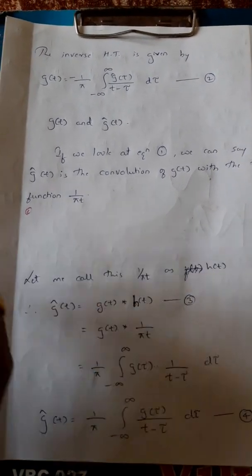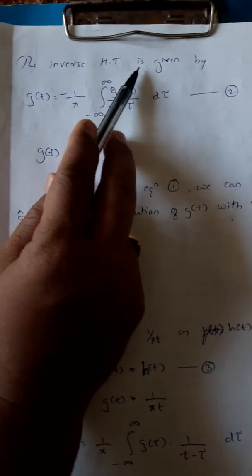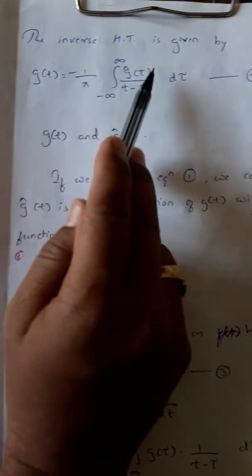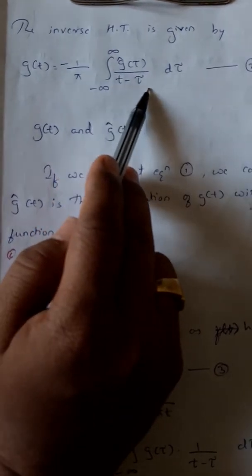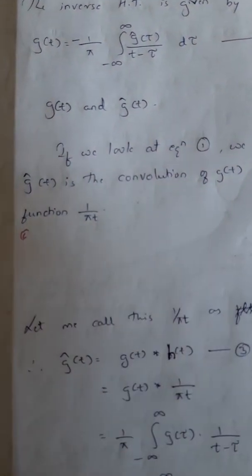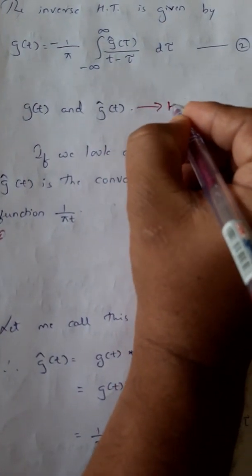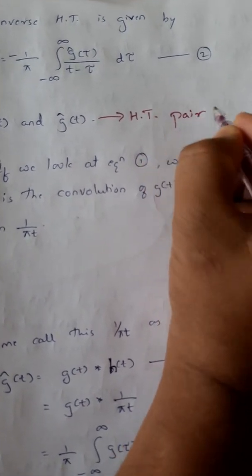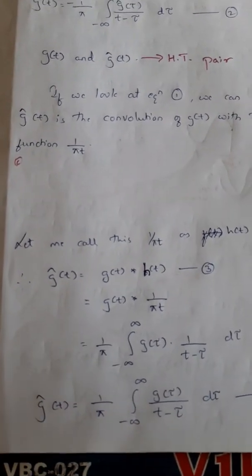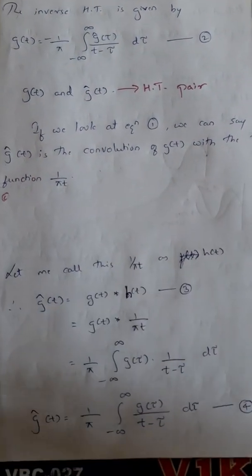Once we have defined the Hilbert transform equation, let us define the inverse Hilbert transform equation. The inverse Hilbert transform is given by g of t is equal to minus 1 by pi integration from minus infinity to plus infinity g cap of tau divided by t minus tau d tau. I'll call this equation 2. After saying this, g of t and g cap of t are Hilbert transform pairs. You will see some such pairs in the examples, like the Fourier transform pairs you already saw.